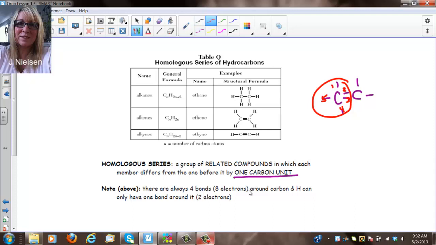This is not allowed. Okay? I can draw something that looks like this, where in this case we have 1, 2, 3, 4, 1, 2, 3, 4. Actually, it would be drawn like this. I can draw something like this. So now each carbon has 4. This would be a correct diagram. This diagram is not allowed.